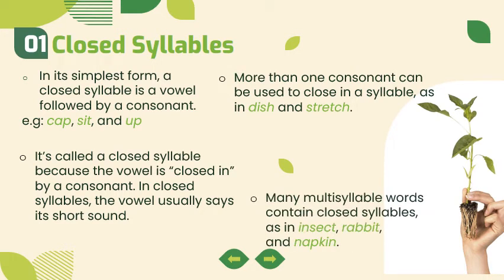Many multisyllable words, meaning words that have more than one syllable, contain closed syllables, such as insect, rabbit, napkin. In insect, I have in and sect. They are closed syllables. Rabbit, I have two closed syllables. Napkin, I have two closed syllables.